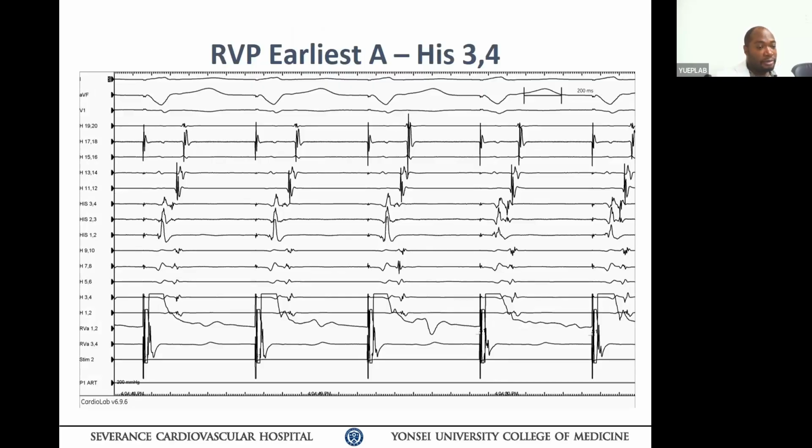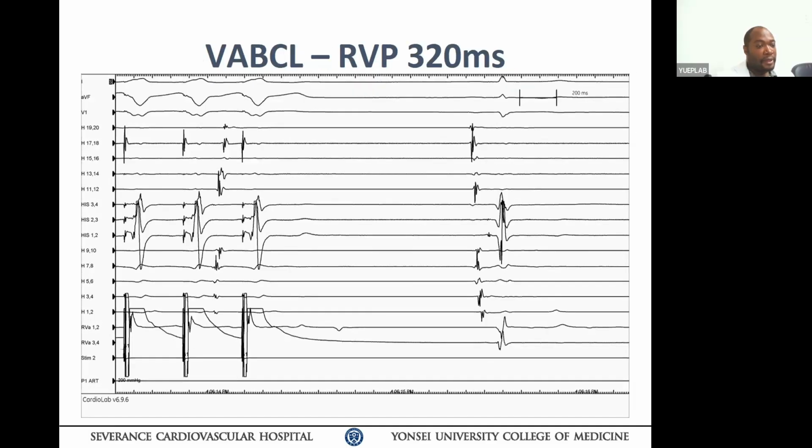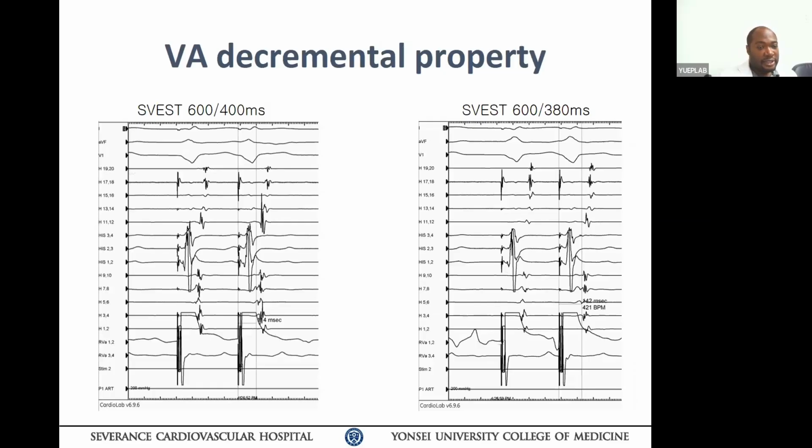On rapid RV pacing, the earliest A was in the HIS. This suggests that the patient had concentric atrial activation. During ventricular pacing, VA block cycle length was observed at 320 milliseconds. And then on single extrastimulus study, decremental property was observed at 600, 380.